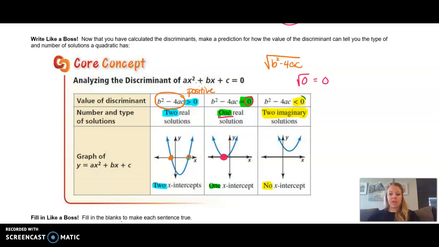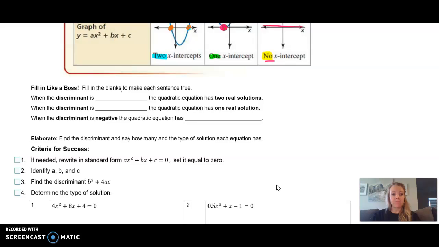And then last, if it's negative, meaning less than 0, we remind ourselves that that's imaginary because we can't take the square root of a negative technically. So we are going to call those the imaginary solutions, meaning it's not going to touch the x-axis at all. There's no x-intercepts. So that's the key. That's what we're going to be able to figure out ahead of time, and we're going to know what types of solutions. So that's what we're just going to practice a little bit today.